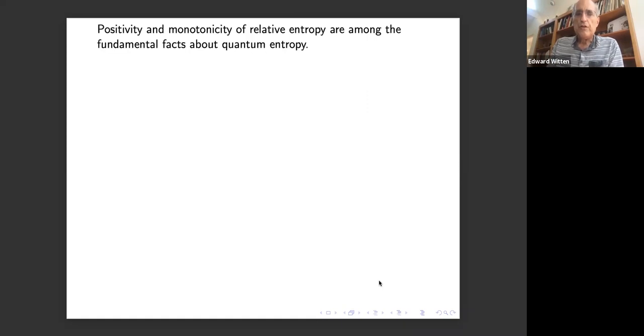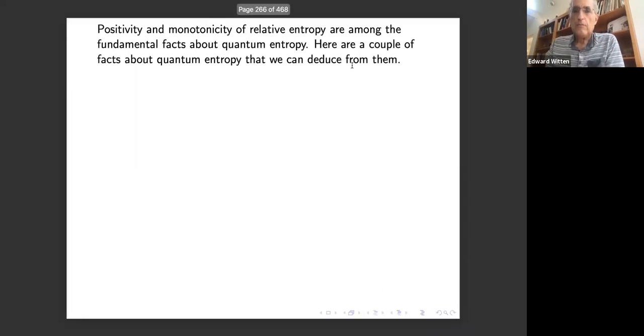So positivity and monotonicity of relative entropy are among the fundamental facts about quantum entropy. And I'm just going to spend a couple of moments to explain some facts about entropy that are most easily deduced once you know about relative entropy. So here are a couple of facts we can deduce.